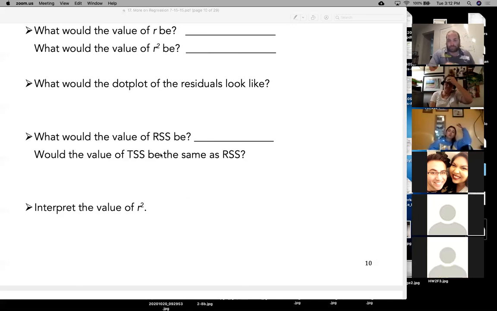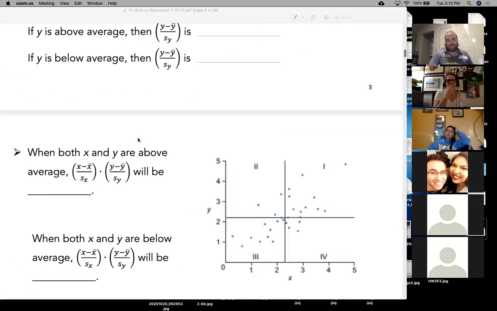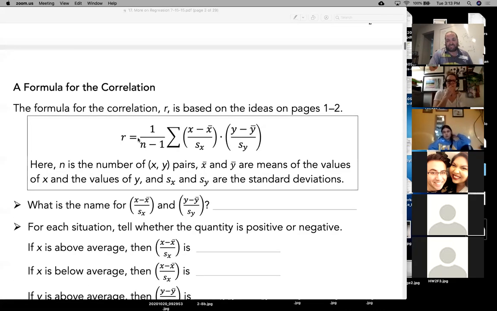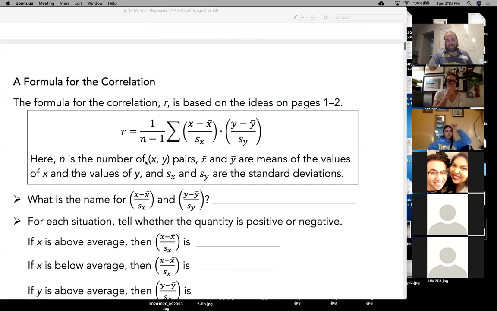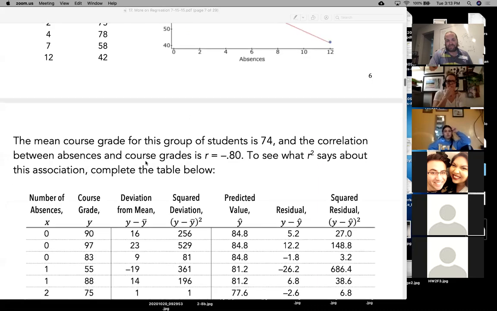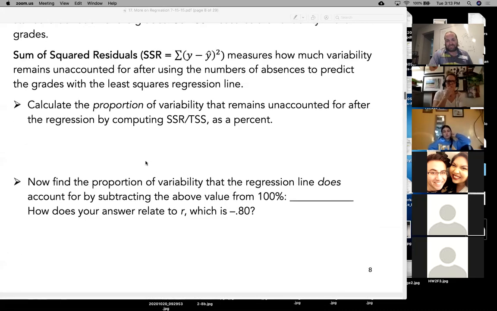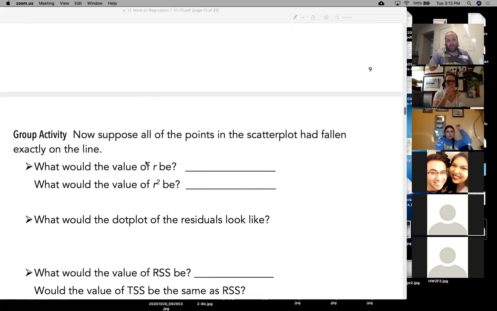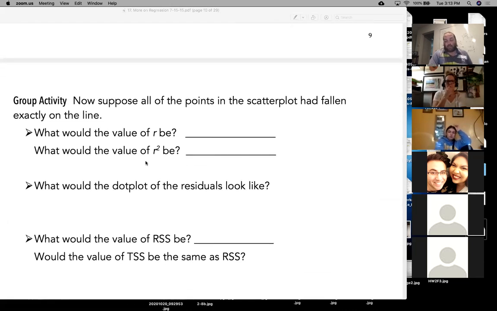Can you explain why you got the value of R, or how you got it? Well, R came from a formula. Is that from the group activity? Where it says, now suppose all of the points in the scatter plot are following exactly. Oh yeah, if they all fall on the line, the correlation is either 1 or -1. If everything falls on the line, it's perfect. R is 1 if it's positive, -1 if it's negative. That's perfect correlation. Everything is perfectly correlated. That's just a fact.